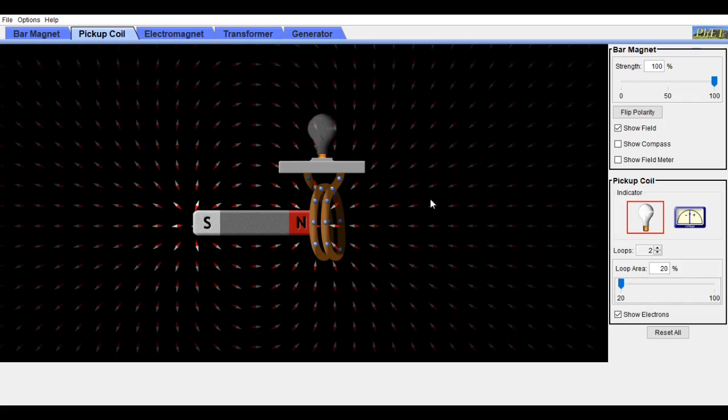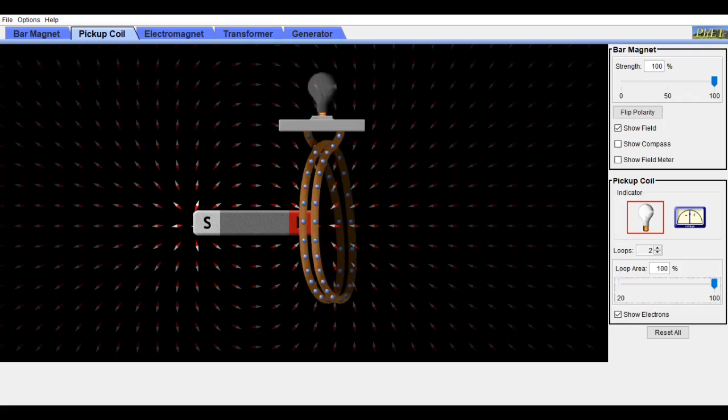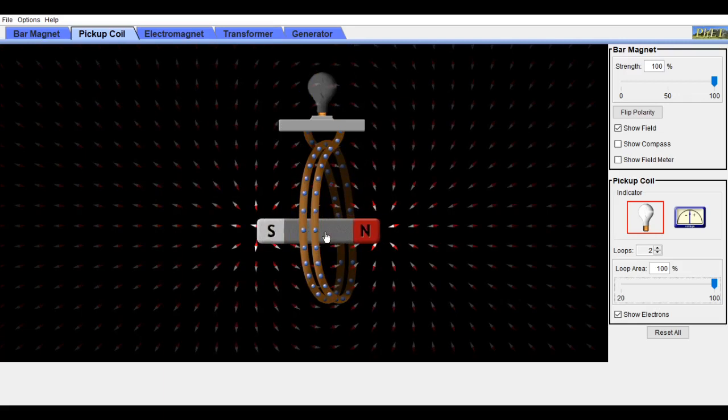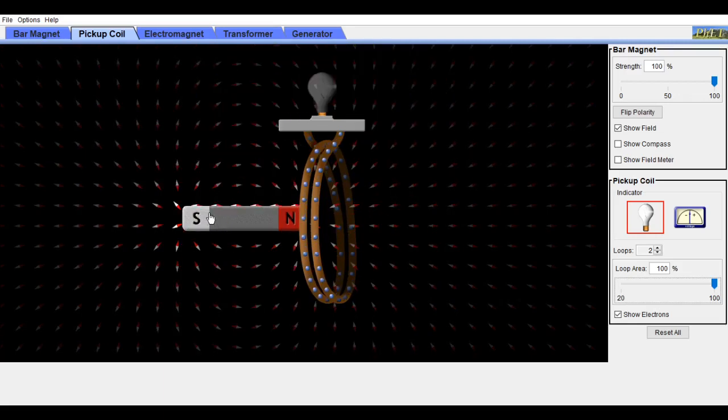But if we increase the area to 100%, as you can see, there are a lot of magnetic field lines that the area can accommodate. Therefore, more magnetic field in a greater area means more electricity will be produced. That is why, if you create a generator, make sure that the area of the conducting loop is greater.